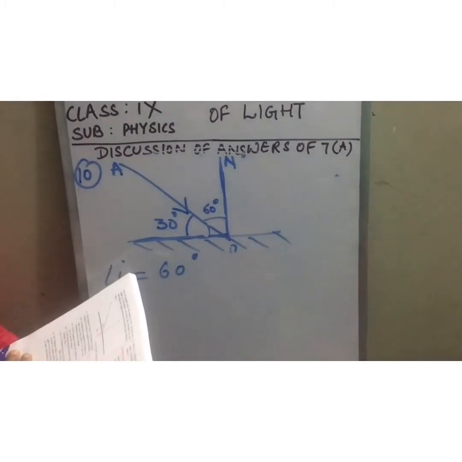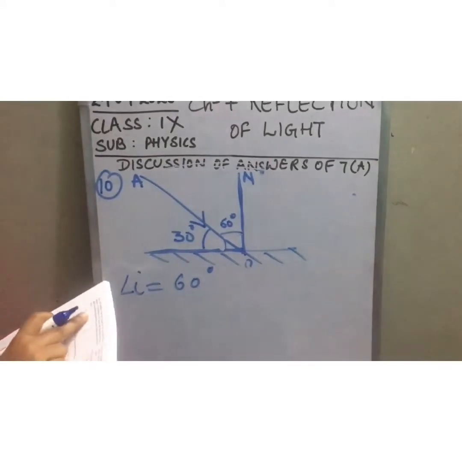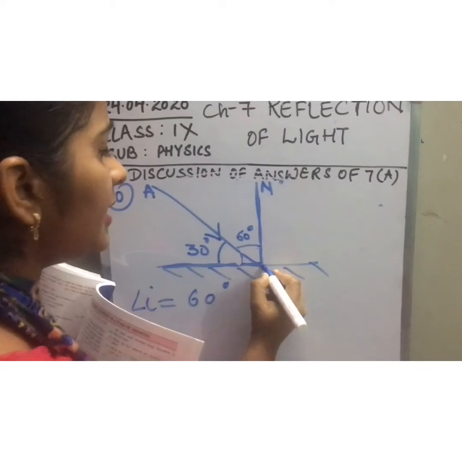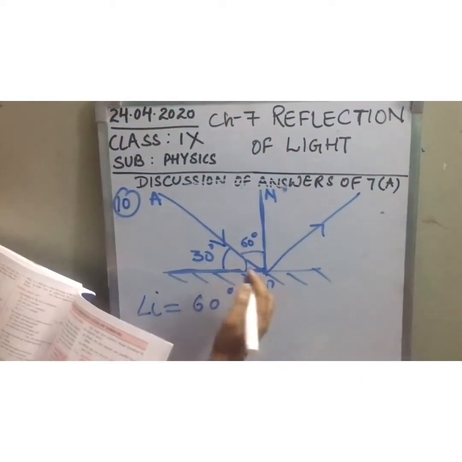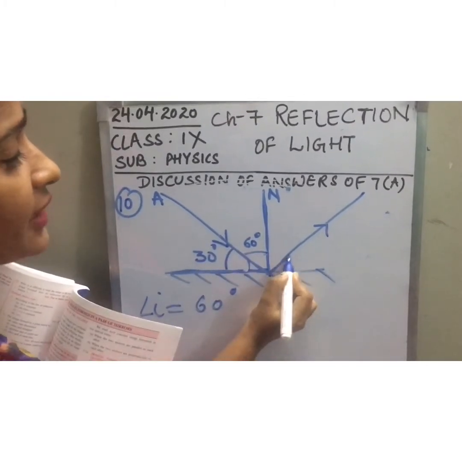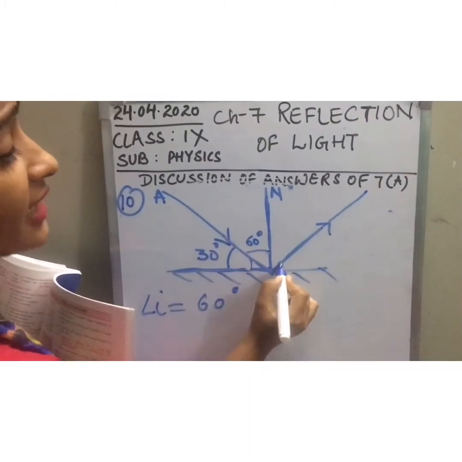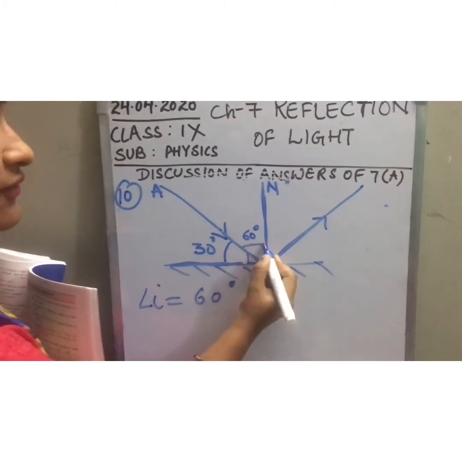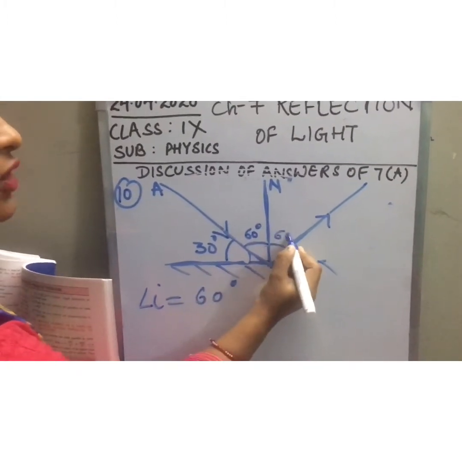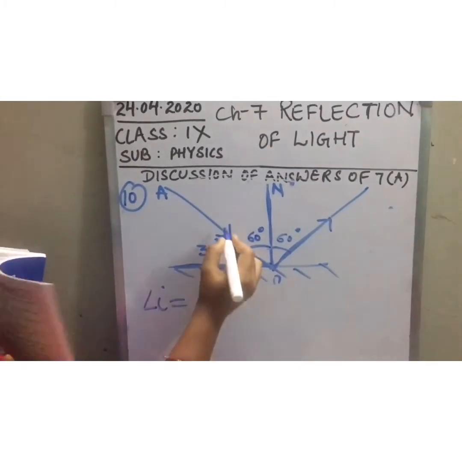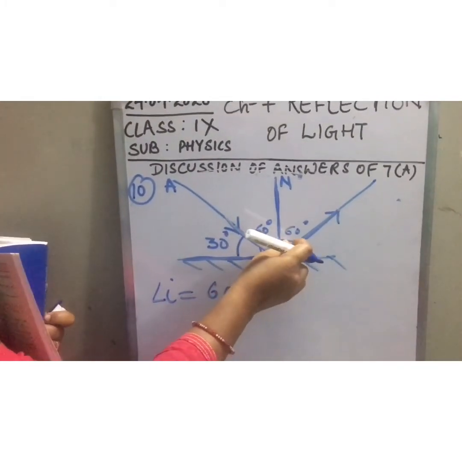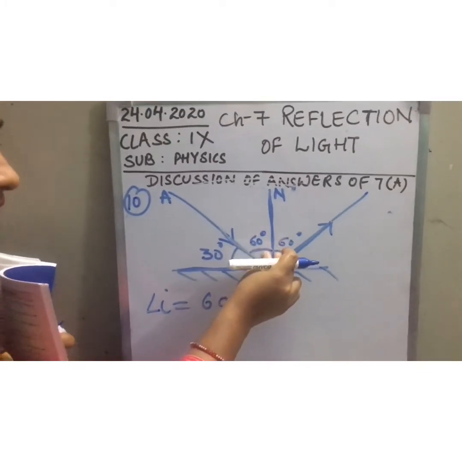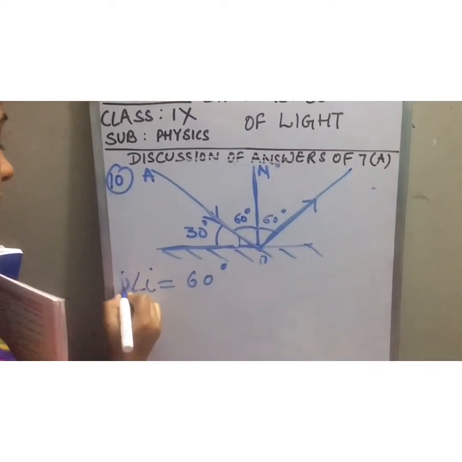Now, next question, B part. Draw the reflected ray and then find the angle between the incident and the reflected ray. Now, draw a reflected ray. It's very easy. The reflected ray is this. Now, you have to find the angle between the incident ray and the reflected ray. Since angle i is 60 degrees, we know that angle i equals angle r. This will also be 60 degrees. Now, the angle between the incident ray and the reflected ray is 60 plus 60, that is 120 degrees.